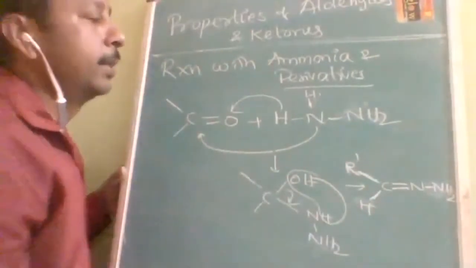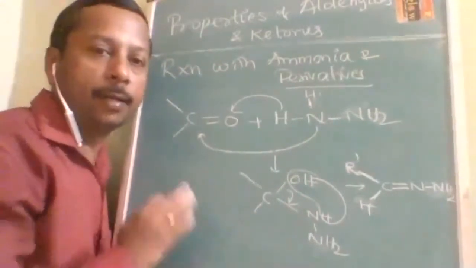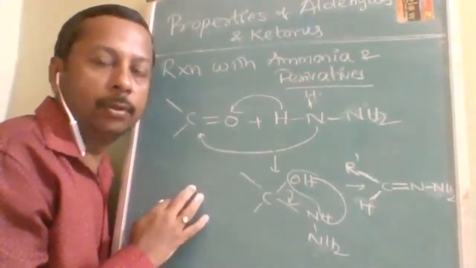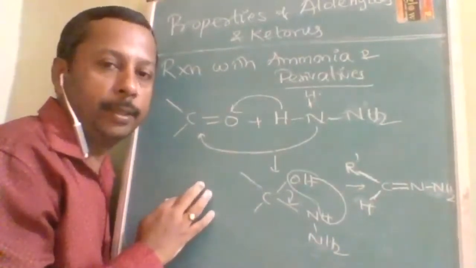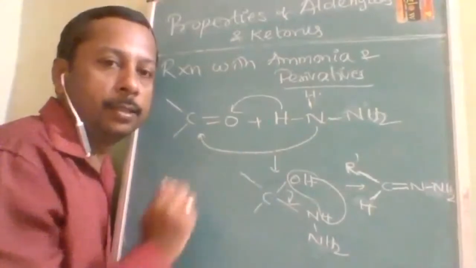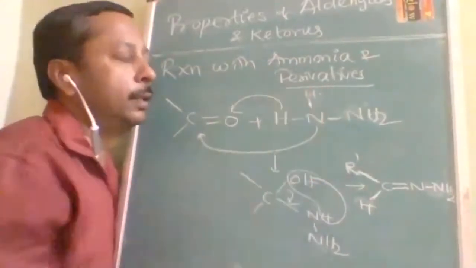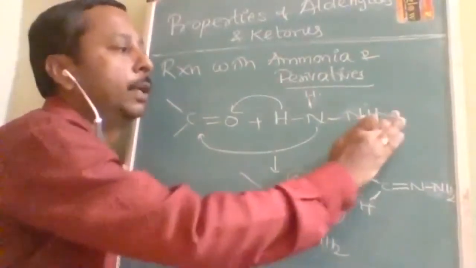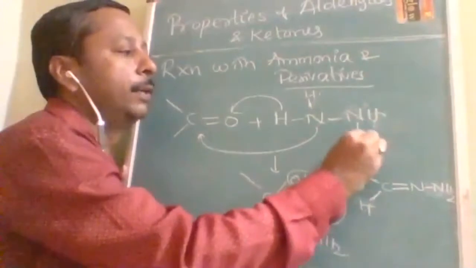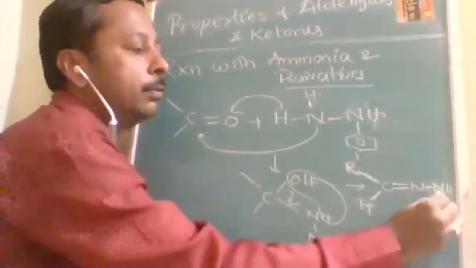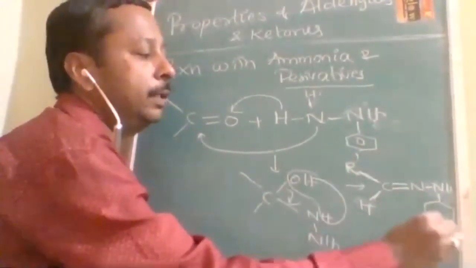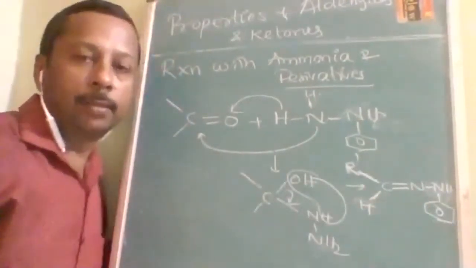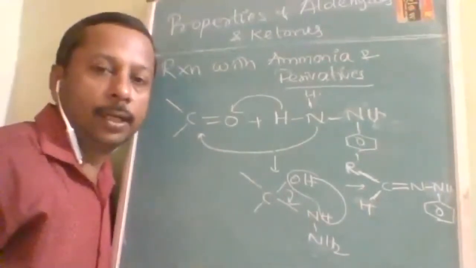Next, coming to what I told you after the hydrazine: the first part I told you was ammonia. The second part I told you was hydroxylamine. Then the third one is hydrazine. Next, phenylhydrazine. In phenylhydrazine, this is going to be phenyl. Phenylhydrazine is used, and the product is phenylhydrazone.